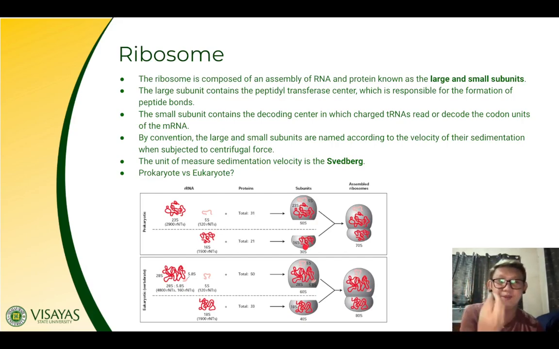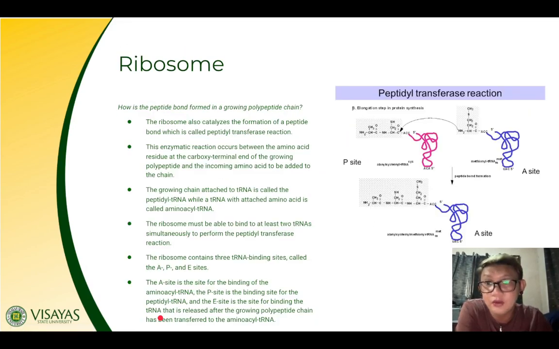At which velocity does a particular particle settle at the bottom? That is the unit S. The S refers to the Svedberg. So you have 16S, which does not mean subunit, it means 16 Svedberg. That's the unit of velocity of their sedimentation. Here you have a comparison of the prokaryote and eukaryote.